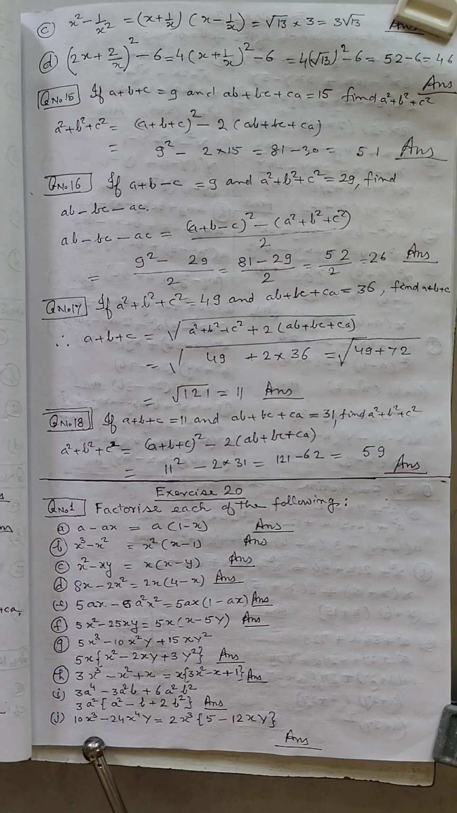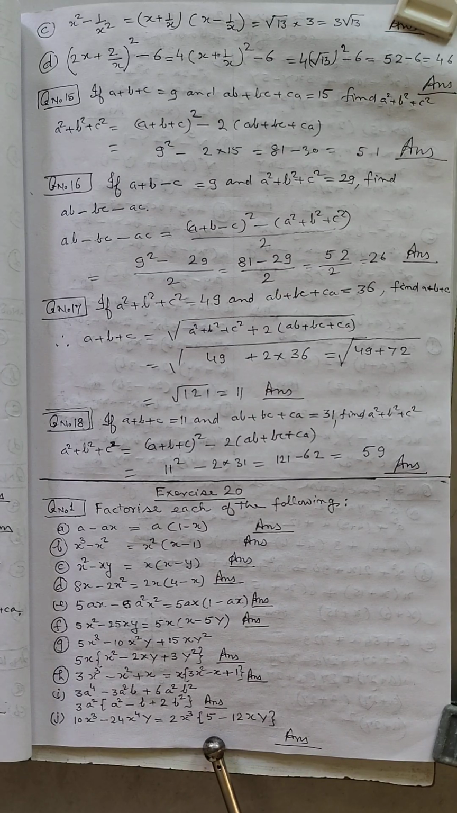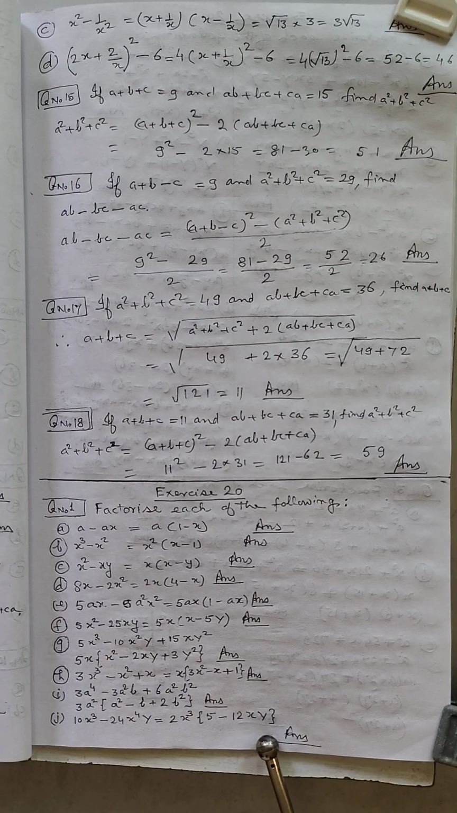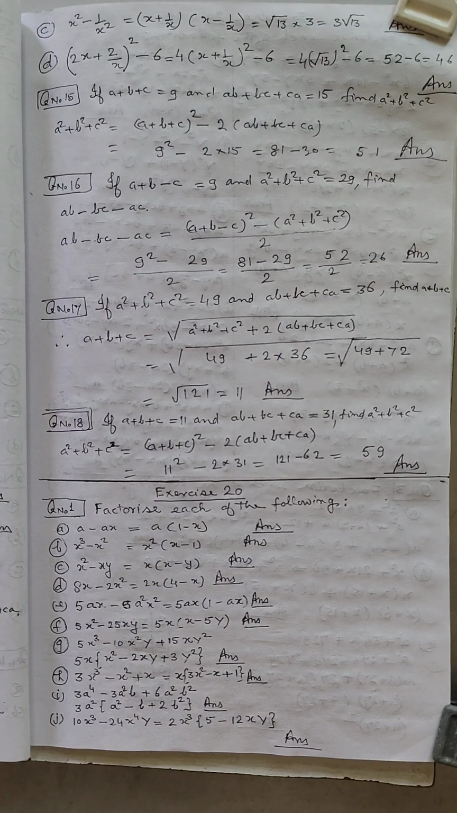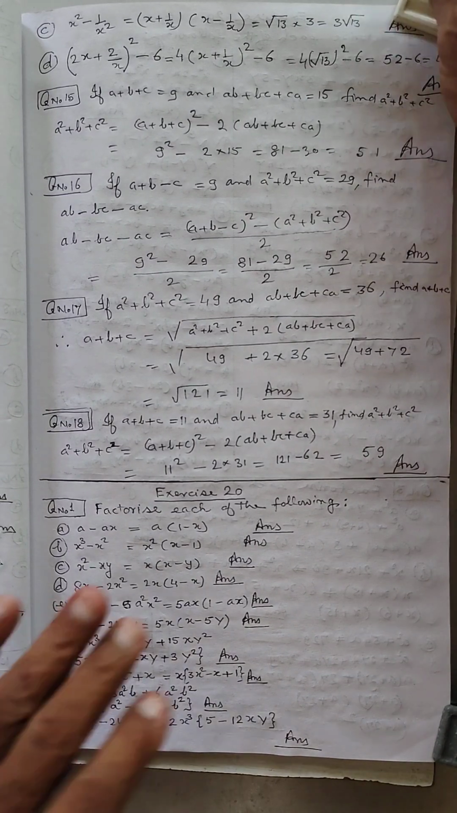Now come to the j part, that is 10x cubed minus 24x to the power 4 y, and it will be equal to 2x cubed. Inside the bracket we are having 5 minus 12xy, and this will be your required answer of j part. Now we can proceed further.